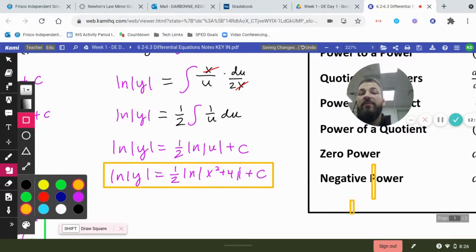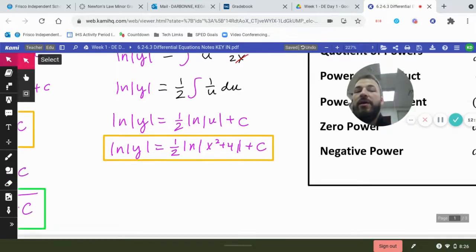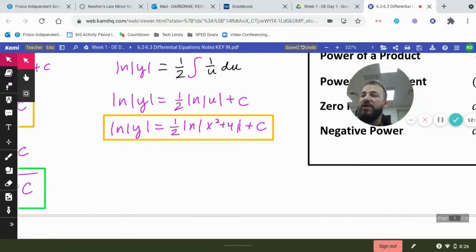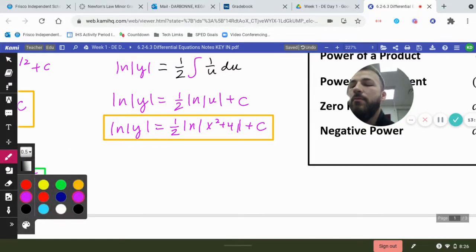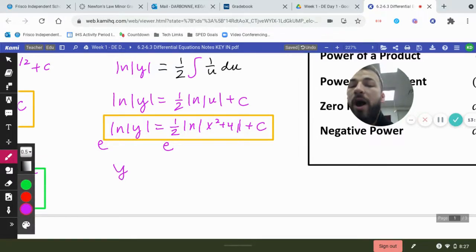If we have to solve for y, I only have to do one little step on the left side to get y by itself. You might have remembered this from pre-calculus or algebra 2, or you might have forgotten it. But when I have something being taken to a natural log, I can get rid of that natural log by taking everything to a base of e. So right here on my answer, I can take everything to a base of e. On the left side, the e and the natural log cancel out because they have the same base. So I'm left with just y.